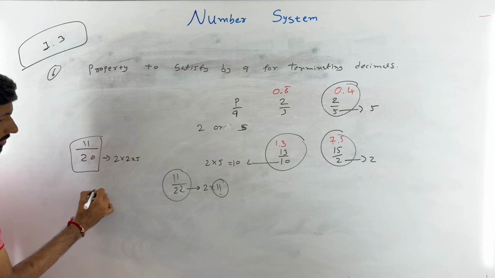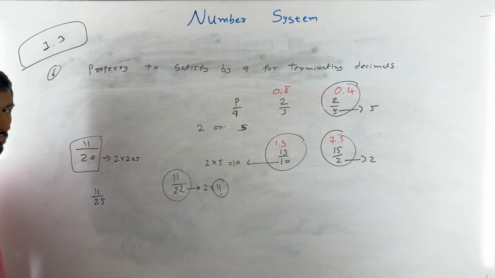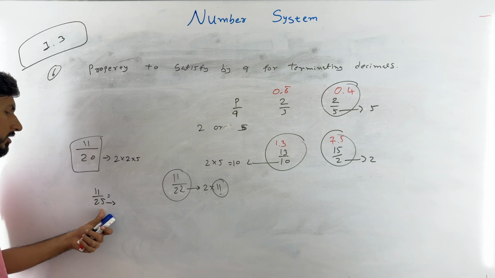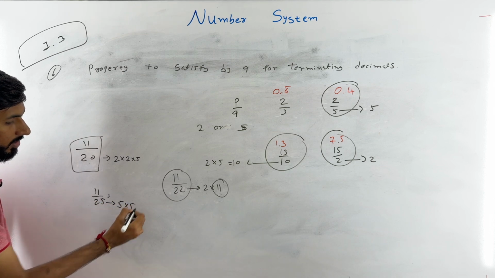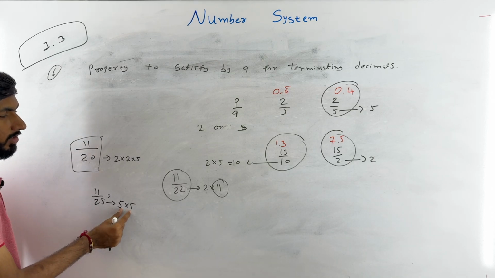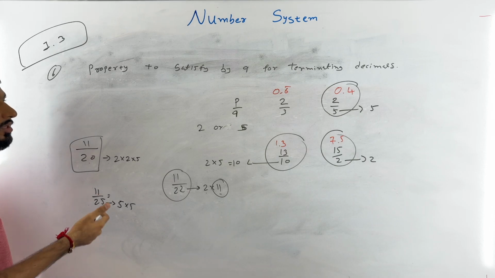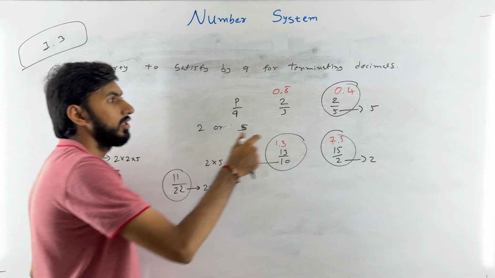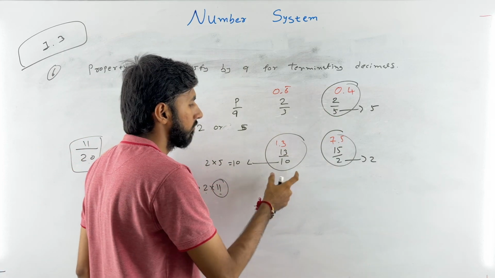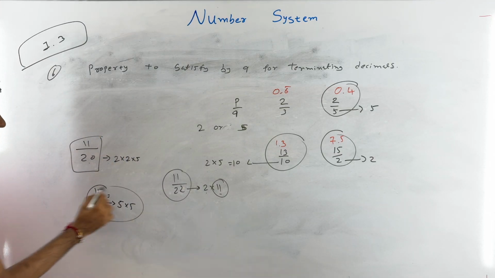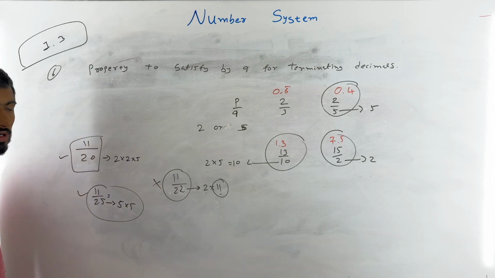Let me give another example. Let us take 11 by 25. Now I have to check the prime factorization of the denominator, that is 5 multiply 5. Here we have 5's only. That can be in the form of terminating decimal expansions. What I have said, we can have 5's only, or 2's only, or 5 and 2 in multiple form. So this will also be a terminating decimal expansion. The previous one is not terminating, it is a non-terminating decimal expansion.